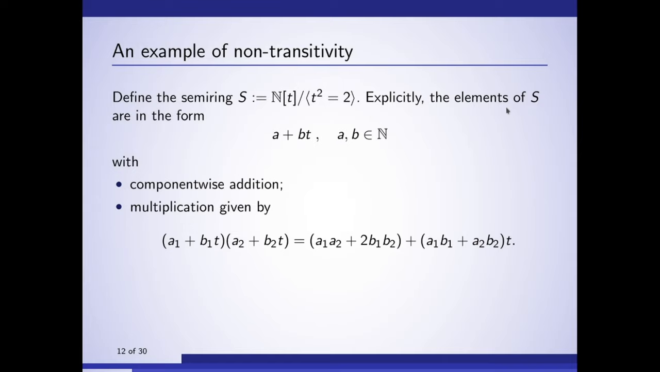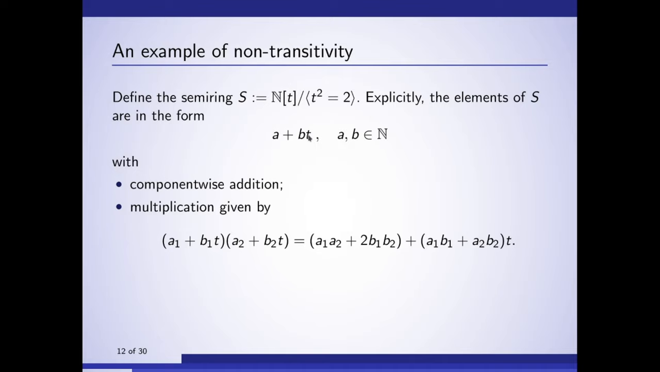The idea is that the elements of the semiring are in the form a plus bt, where a and b are natural numbers. So think of complex numbers. What are complex numbers? These are sums like a plus bi, where i is not real, but a and b are. For complex numbers, i is not real, however, i squared is real. i squared is minus 1, right?